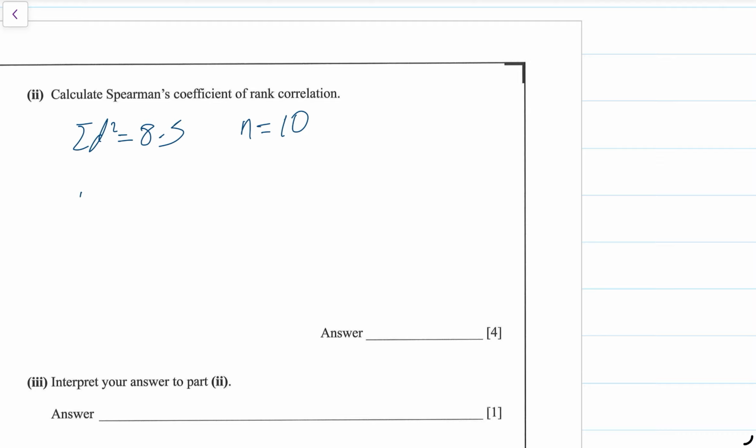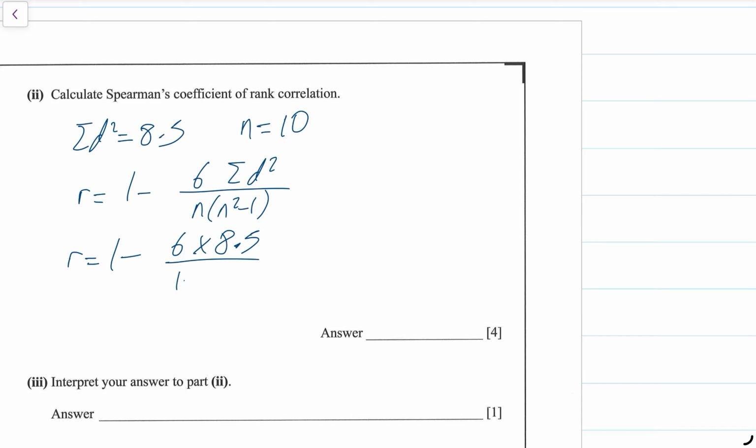So your R is 1 minus, this is given on the front of your paper, 1 minus 6 sigma D squared over n upon n squared minus 1. So that's 1 minus 6 times 8.5 over 10 times 10 squared is 100, minus 1 is 99. File that in, and what you get is 0.95 to 2 decimal places. That's what we get with a wee bit of working out.